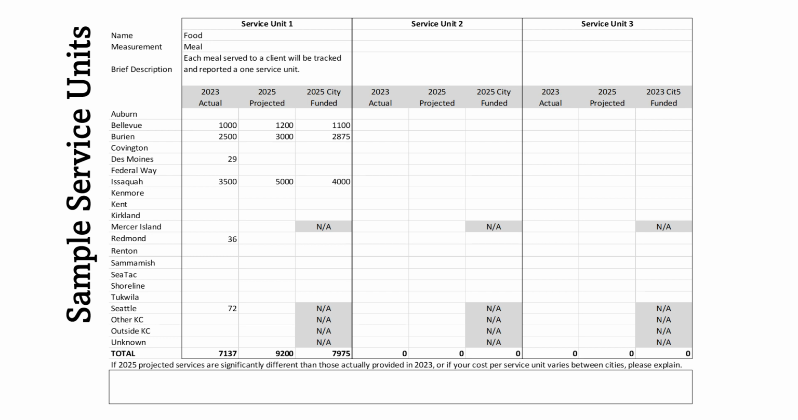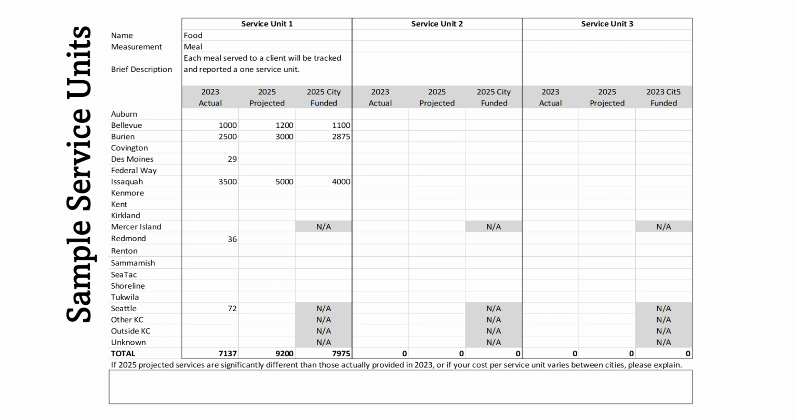Please be sure to briefly describe your service unit and measurement. Let's say you're a food bank and your service is food. That doesn't really tell us much, but the measurement might be either pounds of food or meals. Whatever makes the most sense for your program. Explain how you're defining that service unit and how you're measuring it.